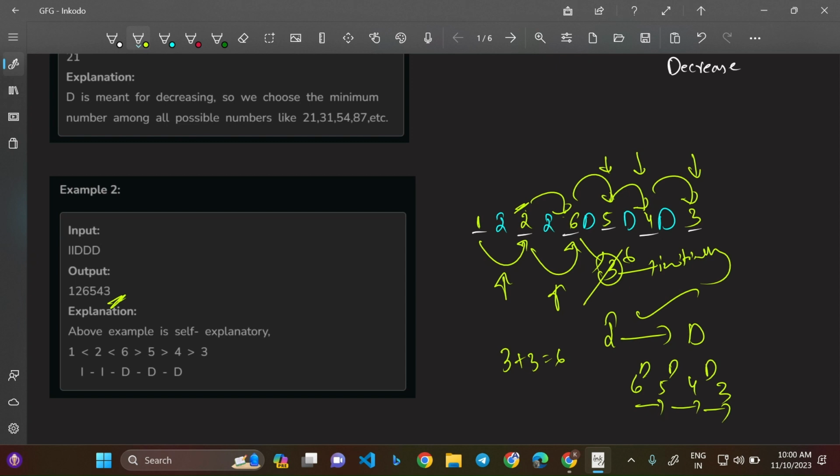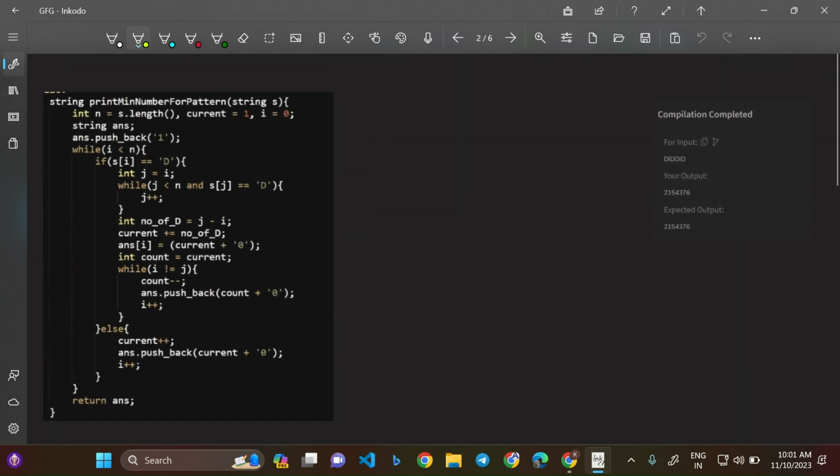So initially you will be putting the normal initialization value only. From 2, what is the next value that's just increasing? 3. I'll be putting 3 initially, and afterwards if I find a D, I'll be counting the number of D's to the right of it, and by that amount I'll increase the current value and replace it. That is the logic here. So now let us go through the code, and we'll also try it on an example.